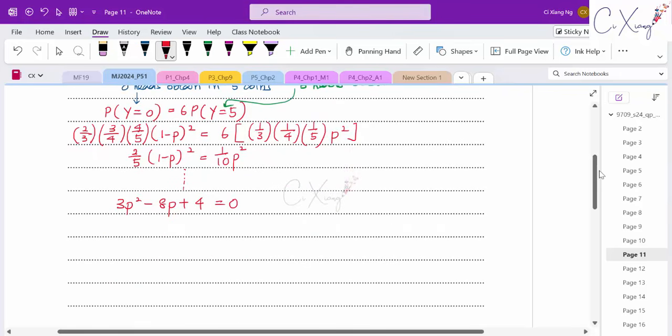And after that, you can further simplify it or factorize it. So by right, this is negative 2, this is negative 2. Then I get a 0 here. So p is equals to 2 over 3. Another one is p equals to 2. And we have to ignore this answer, p equals to 2, because a probability cannot be more than 1. So the correct answer for the probability is 2 over 3 for this case.